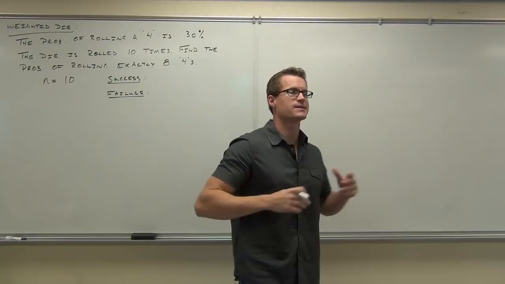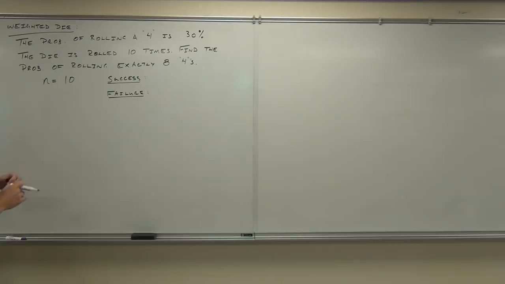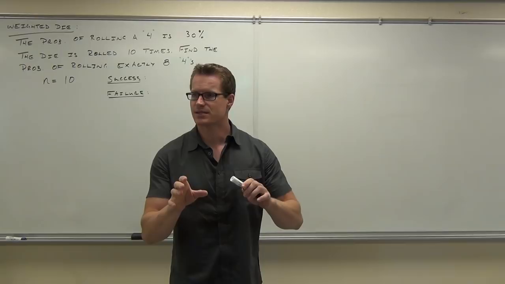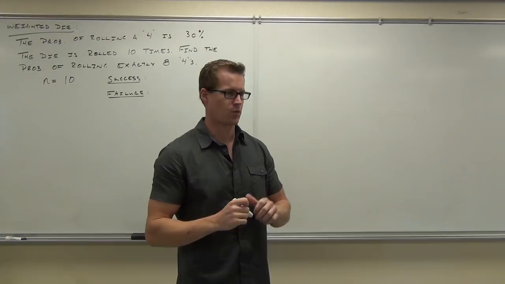So let's look at this. The probability of rolling a 4 is 30%. The die is rolled 10 times. Find the probability of rolling exactly 8 4s. What is a success in this? Rolling a 4. Okay, a lot of people get confused here. Is the success rolling 8 4s, or is a success rolling a 4?